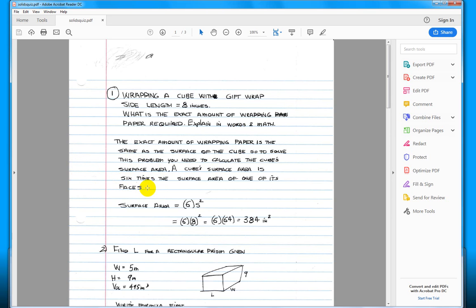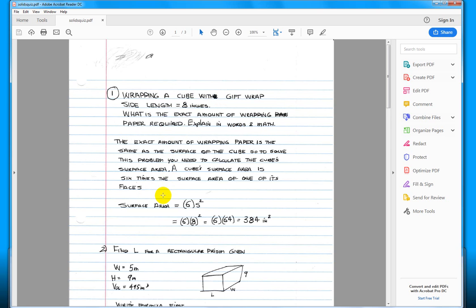Okay, so the explanation, please do not copy what I just wrote. The teacher will see that it's not written in your handwriting and she will not accept it. That recently happened. So just understand what it means to gift wrap a cube, and explain it in your own words.